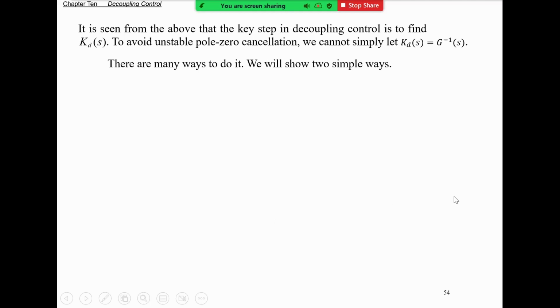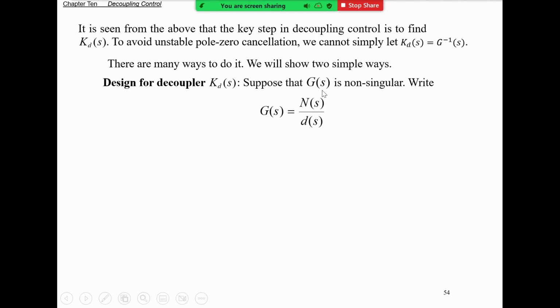I will just show two ways, but there are some other ways. So for the design of the decoupler, suppose that this G is non-singular. Because G is non-singular, I can always write this G in this form, where N is a matrix, but that matrix only contains polynomials, not transfer functions.